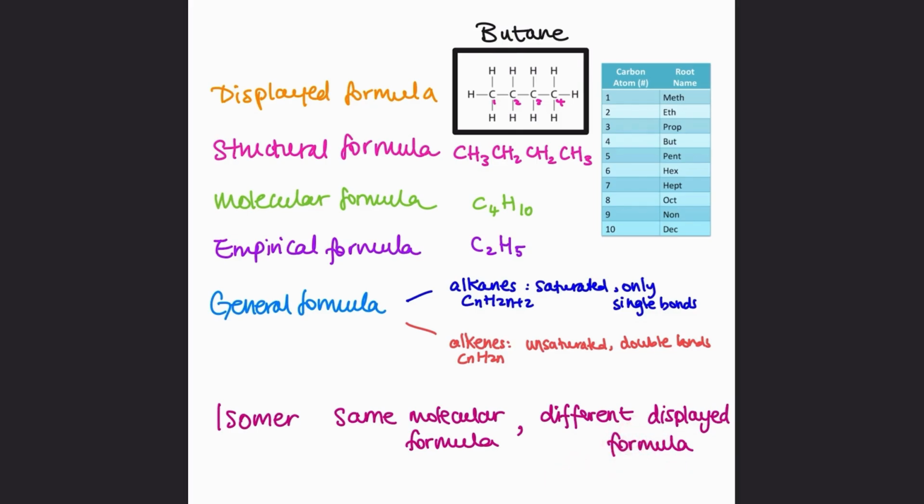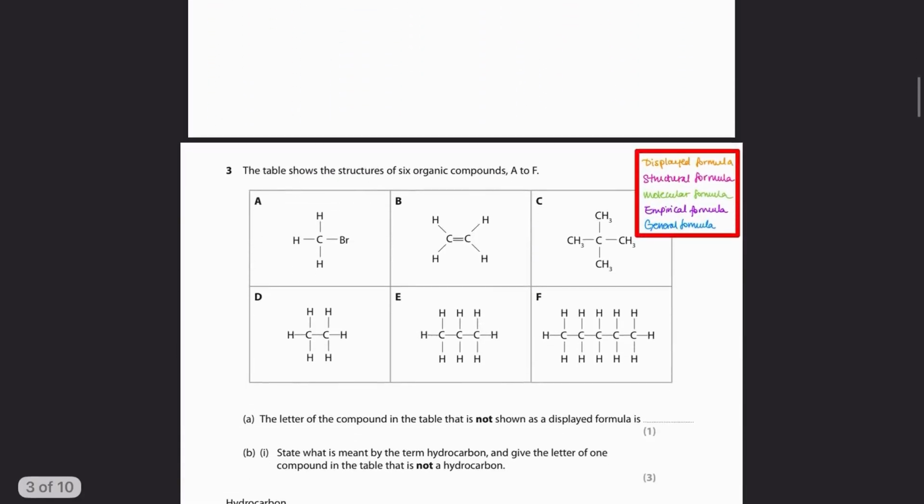Don't get that mixed up with isotope, guys. Isotope is same number of protons, different number of neutrons. It's a completely different concept. Okay, great. So now let's do some actual past paper questions.